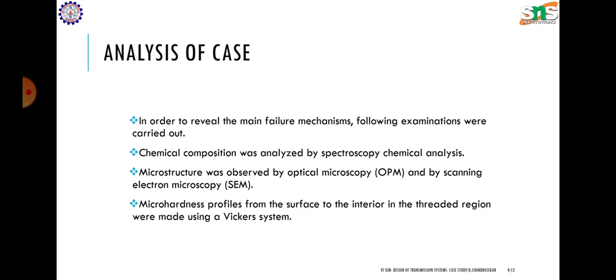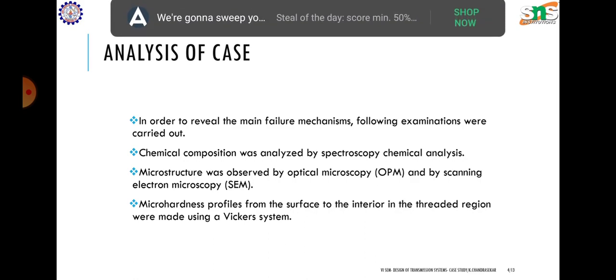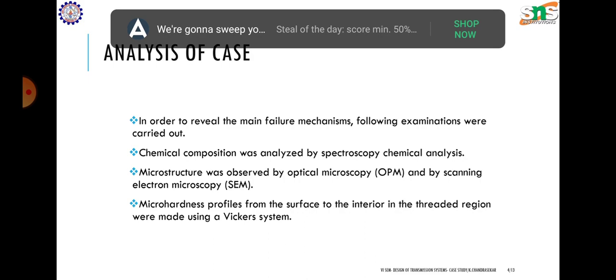So the analysis of the case is done. In order to reveal the main failure mechanisms, the following examinations were carried out. First, the chemical composition of the failed camshaft was analyzed by spectrographic chemical analysis.